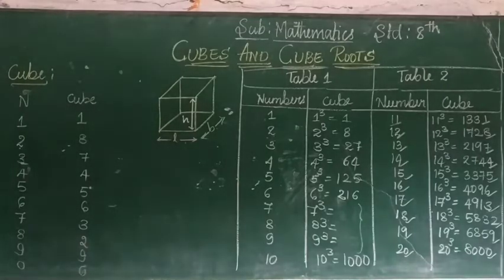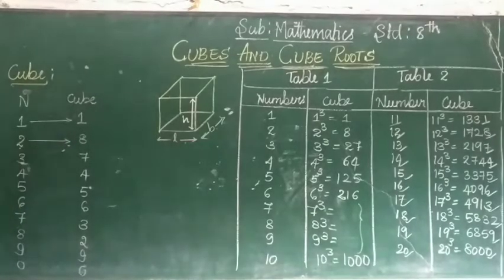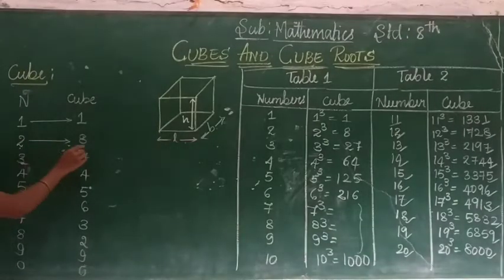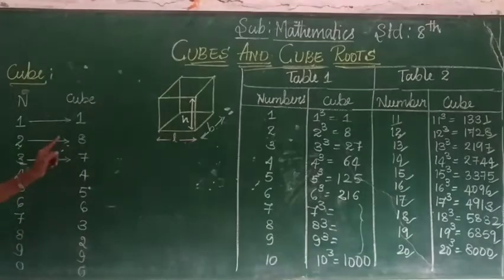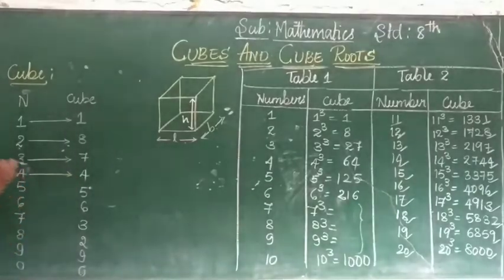All of you, look at here. The number has 1 in the unit place, and the cube number also has 1 in the unit place. The number ending with 2 has a cube that ends with 8. 3 is the number, and the cube ends with 7. The number 4 has 4 in the unit place.